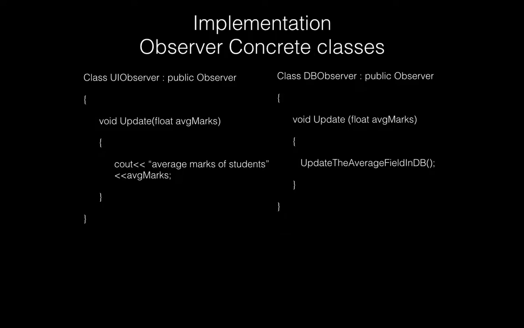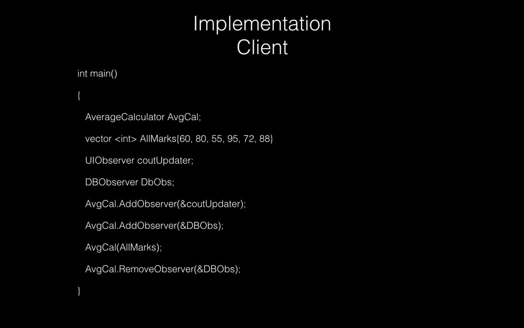So let's see implementation of the concrete observer classes. So let's say you have a concrete observer called UI observer. In its update, what it will do is, let's say simply it puts the average on cout, and in the DB observer, which is another concrete observer class, in its update, what it will do is it will call another method which will update the average field in database. So these are the very simple implementations for concrete observer classes.